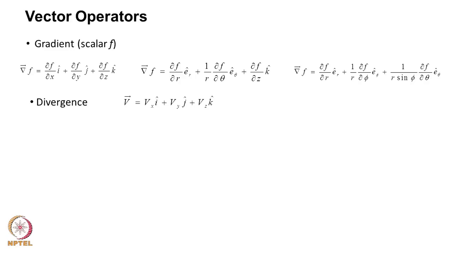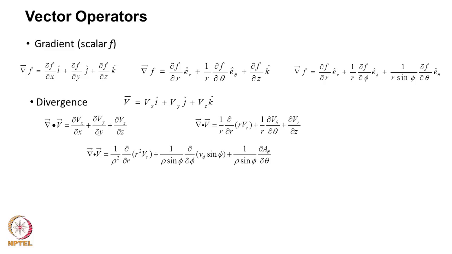Then another important operation is divergence. So, if you define a velocity vector with the components and corresponding unit vectors as Vx into i plus Vy into j plus Vz into k, then divergence is defined as del dot V equal to dou Vx by dou x plus dou Vy by dou y plus dou Vz by dou z. Just like we did for the gradient, we can also define divergence in the other 2 coordinate systems, the r theta coordinate system and the spherical coordinate system.